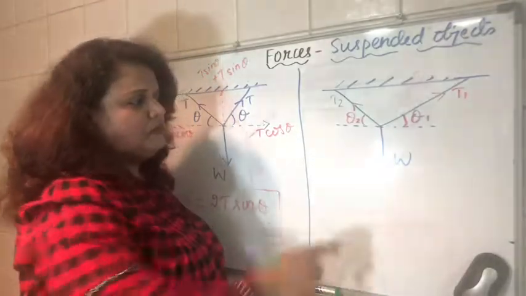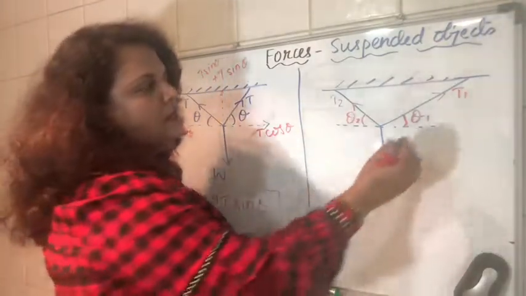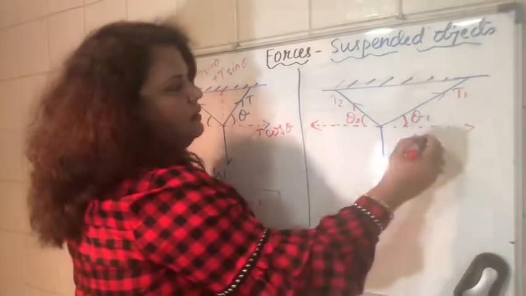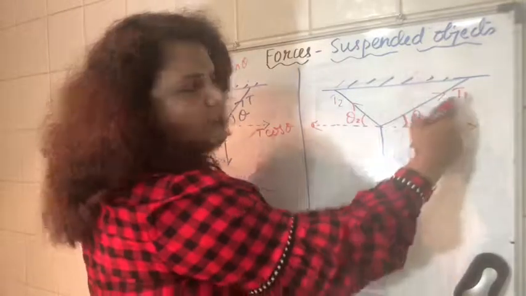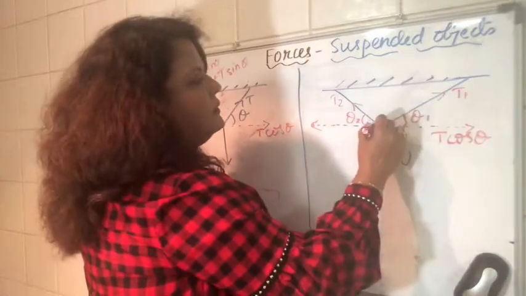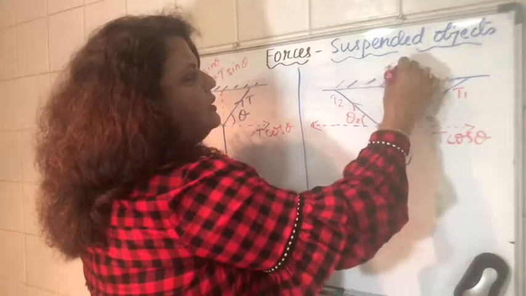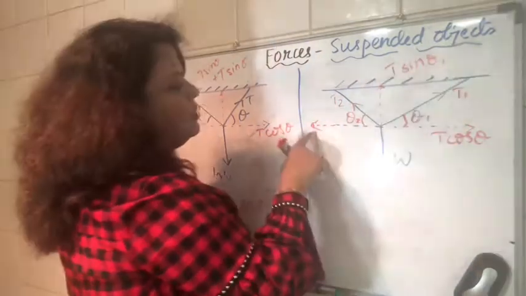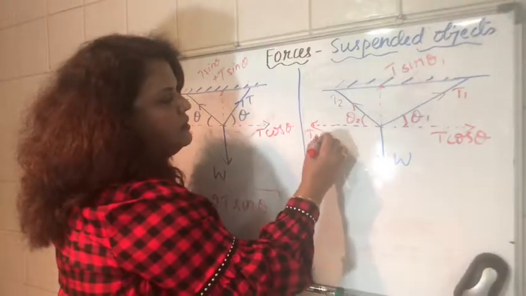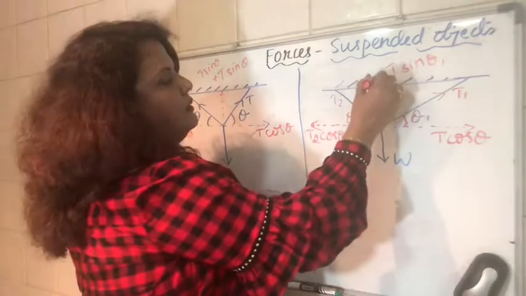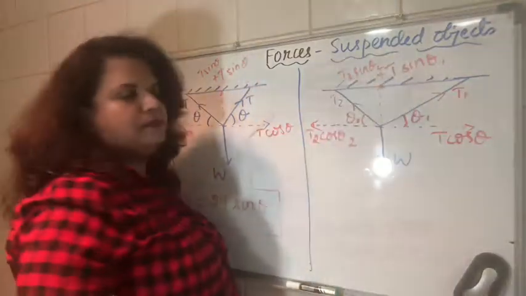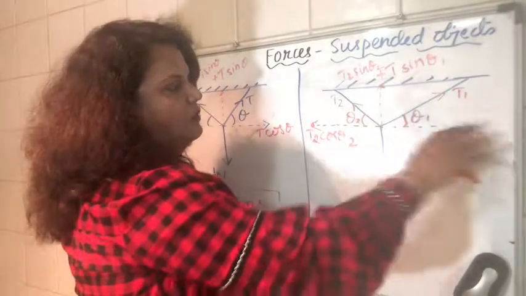But here, how does it differ? All right. Here also the method or the approach will be the same, but what is the component due to this theta 1 and T1? T1 cos theta 1 here, and vertically you will have T1 sin theta 1. How about here? Is it the same as this? Yes it is, but the values will be different. T2 cos theta 2 here, and T2 sin theta 2 vertically. Right? I've broken down all the components.